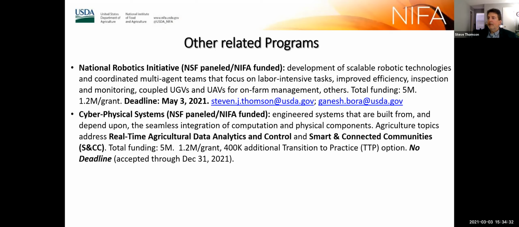Cyber physical systems. These are engineered systems that are built from and depend on the seamless integration of computation and physical components. The agriculture topics address real-time data analytics and control and smart and connected communities. The total funding, also 5 million, 1.2 million per grant. And then there is a possibility for additional money if yours is applicable for a transition to practice. And it's quite a simple way to develop the budget for this. You can write the budget within the narrative.